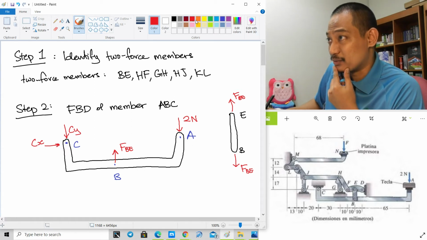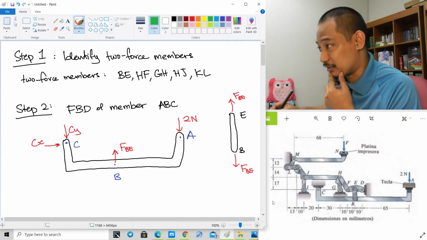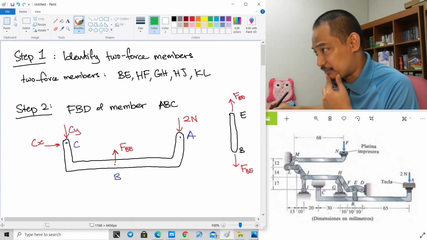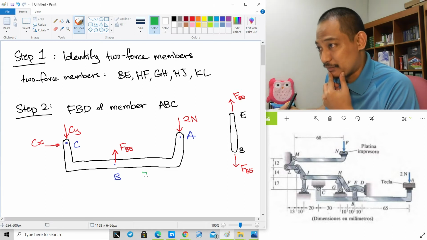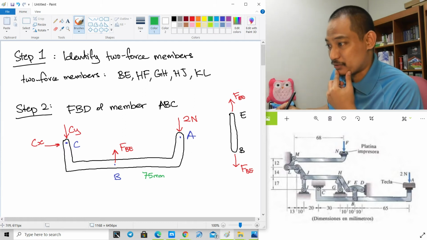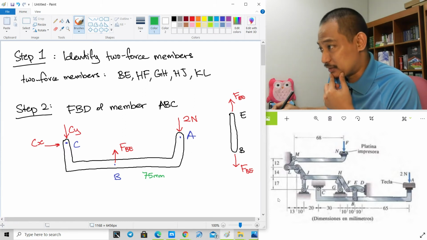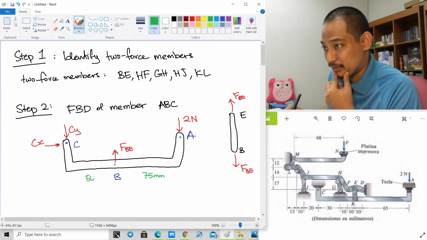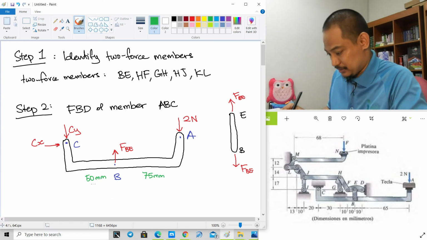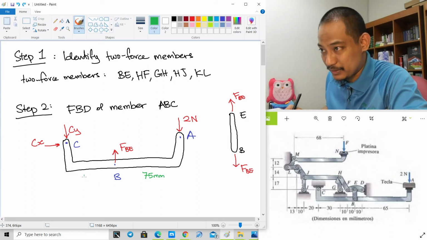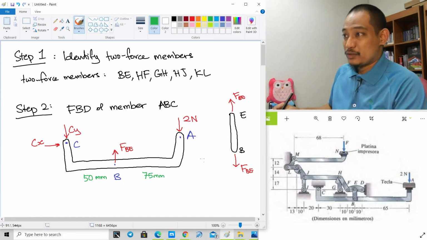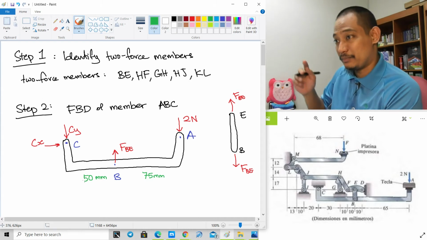And then the dimensions. Of course the free body diagram has to be completed by the needed dimensions. So from A to B you have 65 plus 10, meaning 75 millimeter. All the distances are in millimeters. And then here is 30 plus 10 plus 10, that is 50 millimeter. Is it clear, that 50? Let me make it clear. 50 millimeter. All right, so that is the free body diagram of ABC.